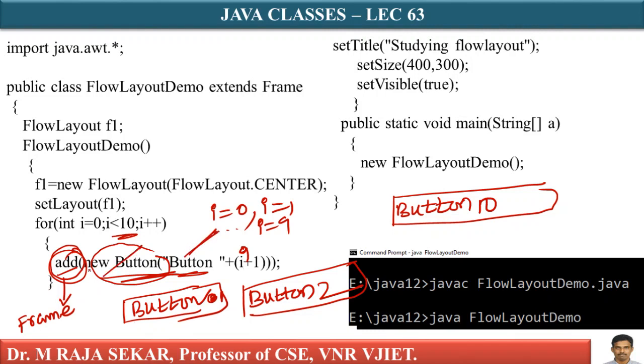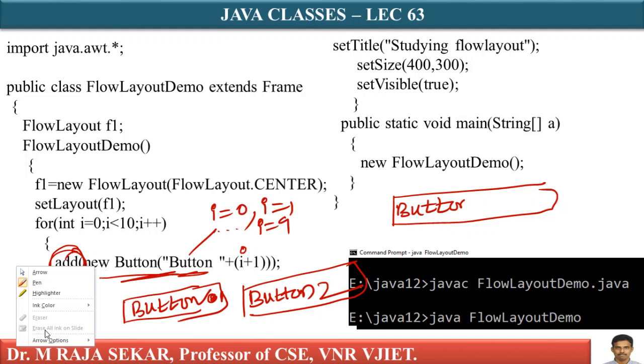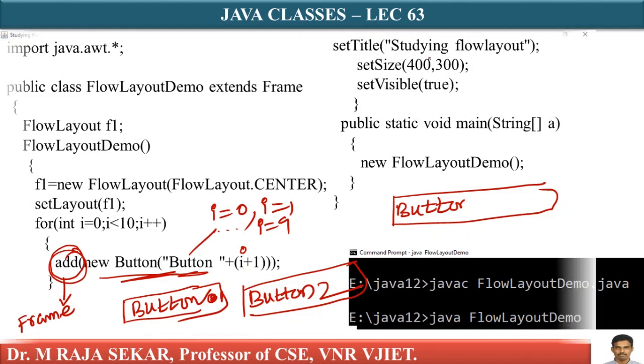Here I am giving the name. I am adding this particular button to the frame. Which one is the last button? Button 10. Set title, studying flow layout. I am getting that particular title only.